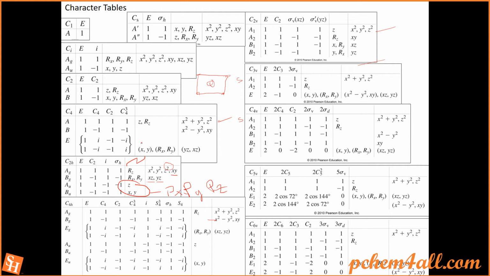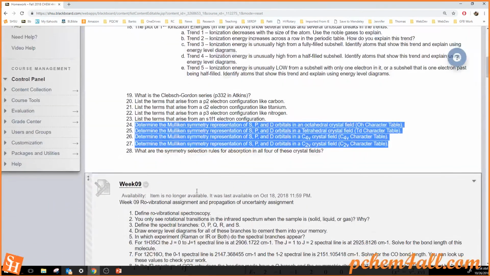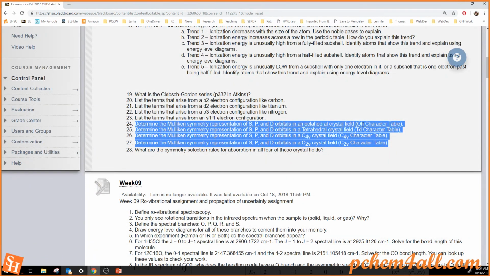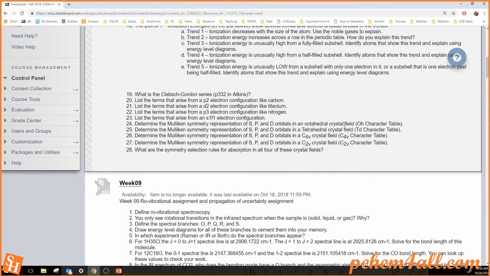So that's a little bit of information on that last part of the homework, where we talked about the Mulliken symmetry representations of s, p, and d orbitals. And with these different crystal fields, you're just going to use whatever character table matches the field type. An octahedral has 6 nearest neighbors. If it was a tetrahedral, it would have 4 nearest neighbors in a tetrahedral arrangement. C4v might be an octahedral with one long bond, and so that breaks the octahedral symmetry and gives you a C4v crystal field and a C4v character table.